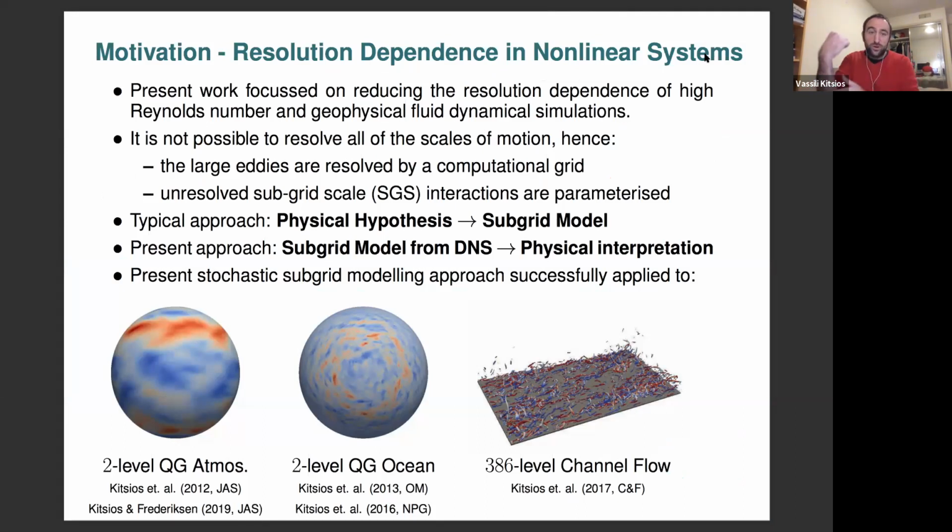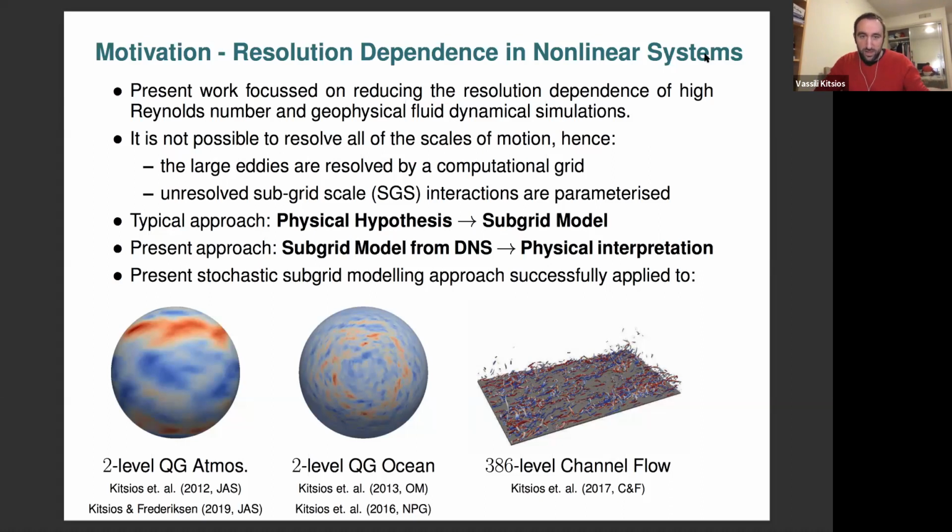So the typical approach is that one comes up with a hypothetical physical hypothesis of how subgrid interactions behave, and then produces a subgrid model from that. In the present approach, however, we calculate the subgrid model coefficients from a higher resolution reference direct numerical simulation, from which we can later make physical interpretations if we wish.